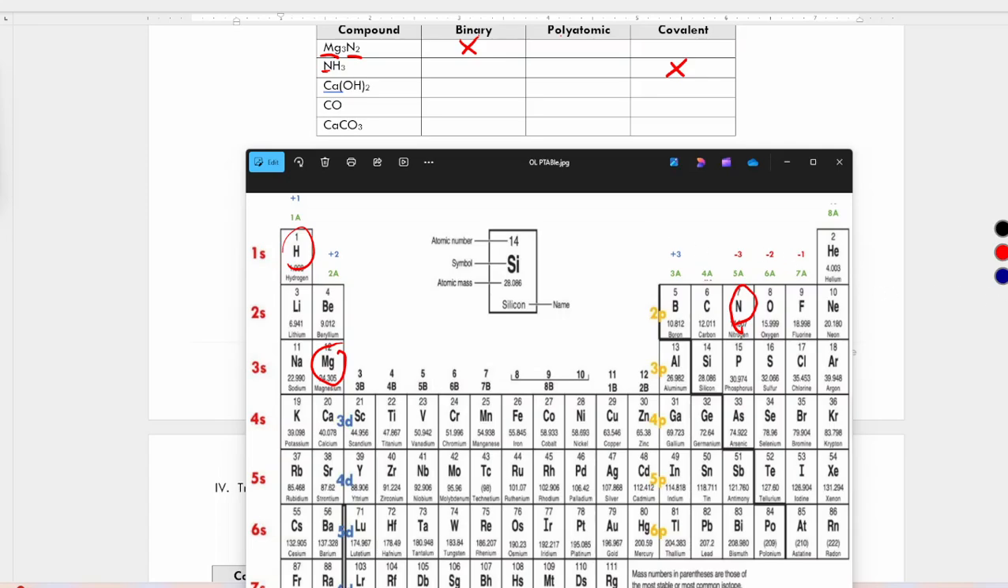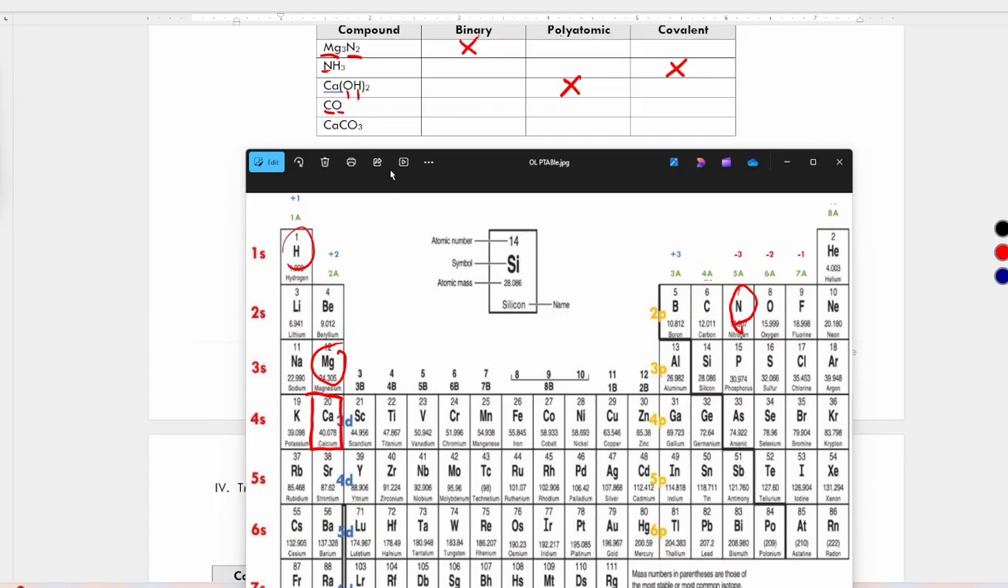All right, we already talked about it a couple of times. Calcium is a metal. It's right there. So is it binary or polyatomic? Well, I have calcium and oxygen and hydrogen. So that's more than two things right there. That's actually called hydroxide. This is a polyatomic ion and a metal, so this is a polyatomic ionic compound.